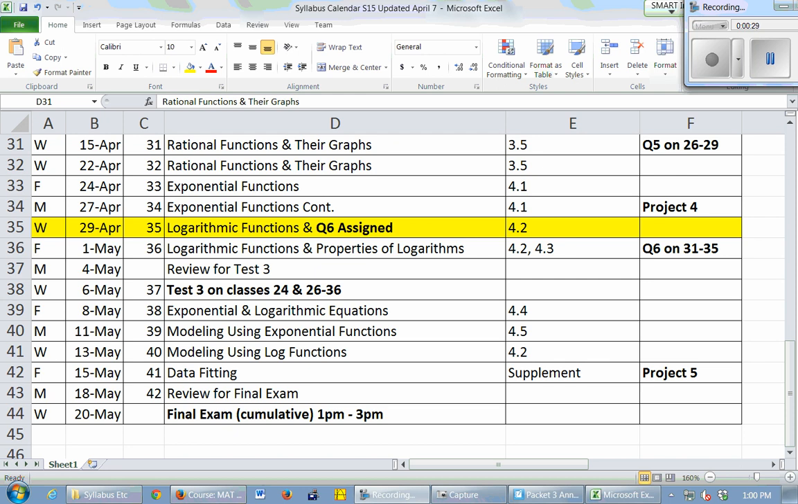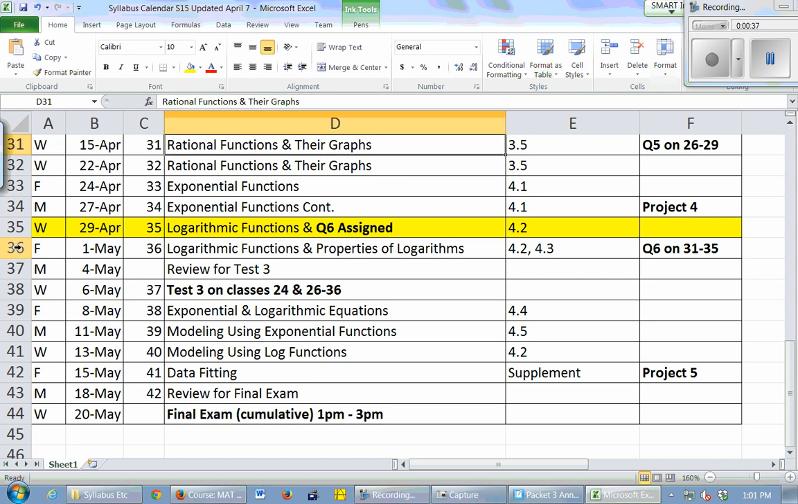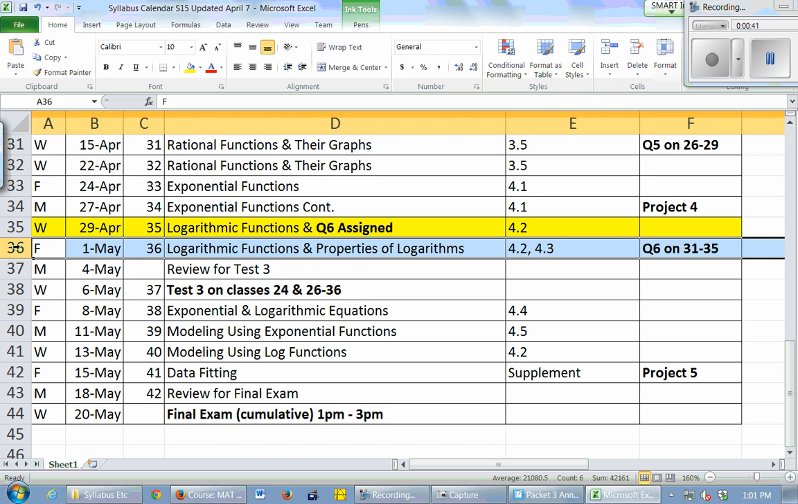And then we only have 2 more classes before the test, right? So today is the last, that's not true. Everything that we cover before the test will be on the test. So today and Friday are our last 2 days of material. We'll review on Monday and take test 3 on Wednesday. Questions about the schedule?